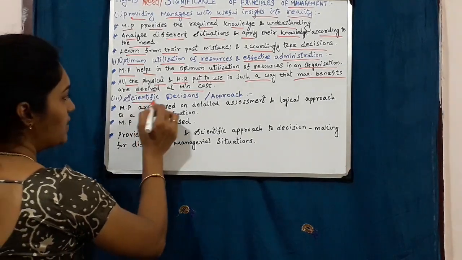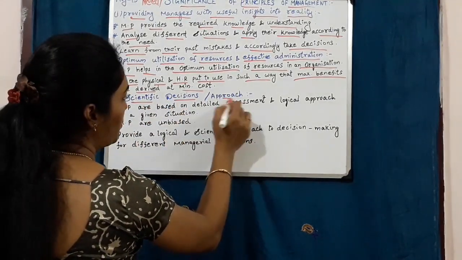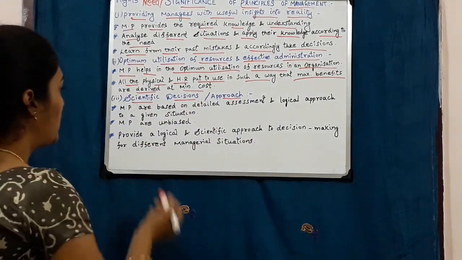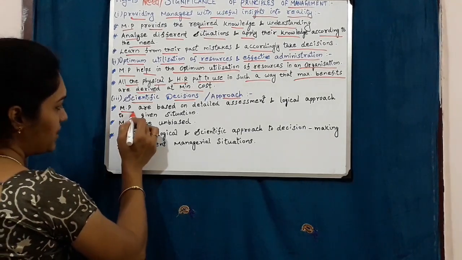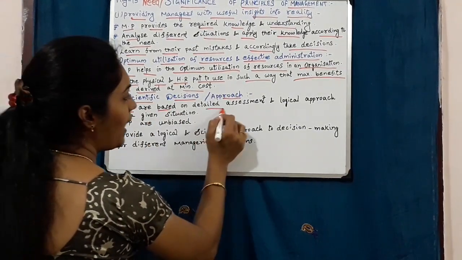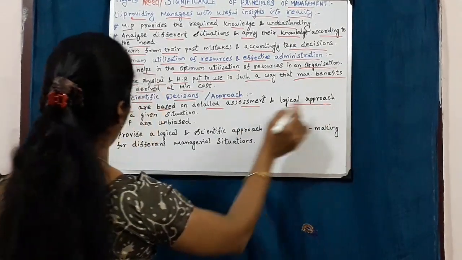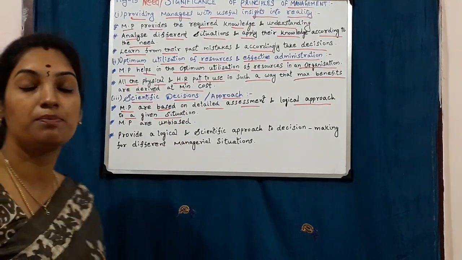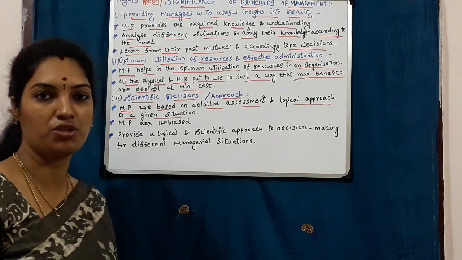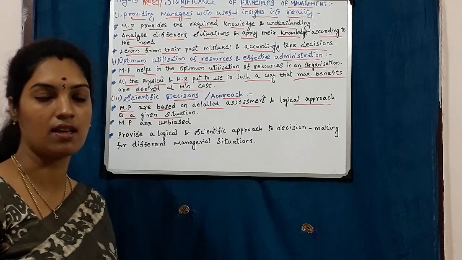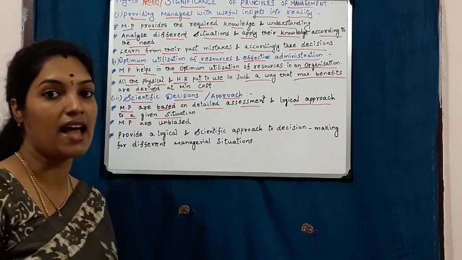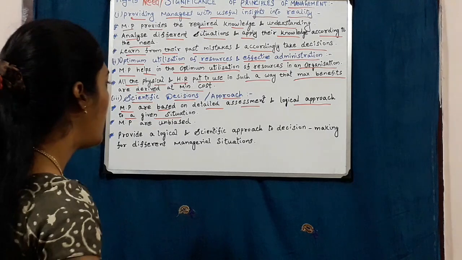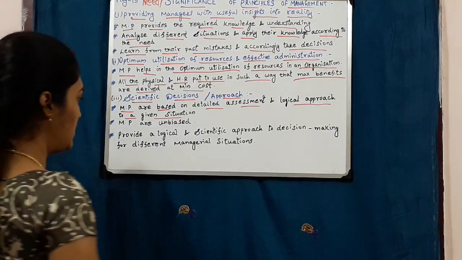And the next subheading is scientific decisions or approach. We can use either scientific approach or scientific decisions; both are correct. The first point is that management principles are based on detailed assessment and a logical approach to given situations, which means the management principles help the managers to analyze situations and take decisions in a rational way. That means they can logically take decisions in an organization and approach the situation very wisely.